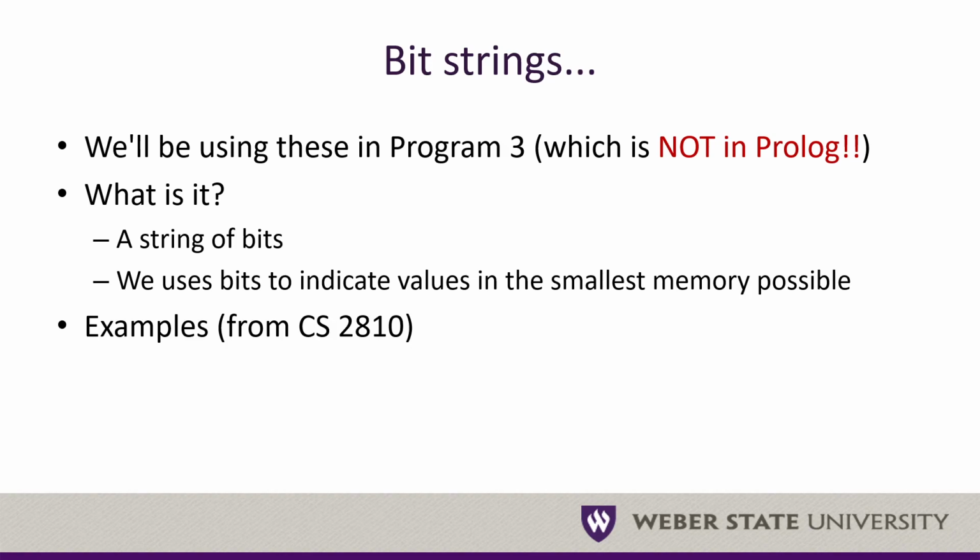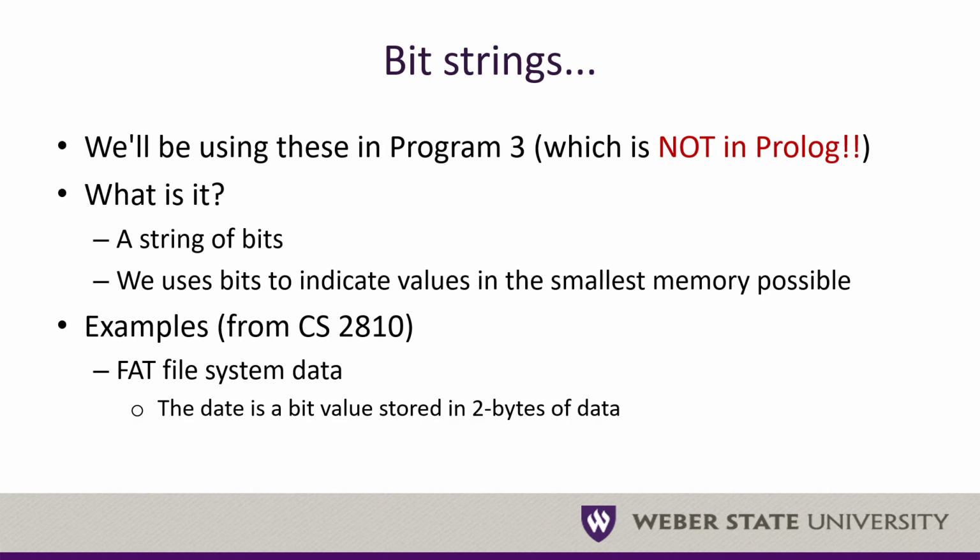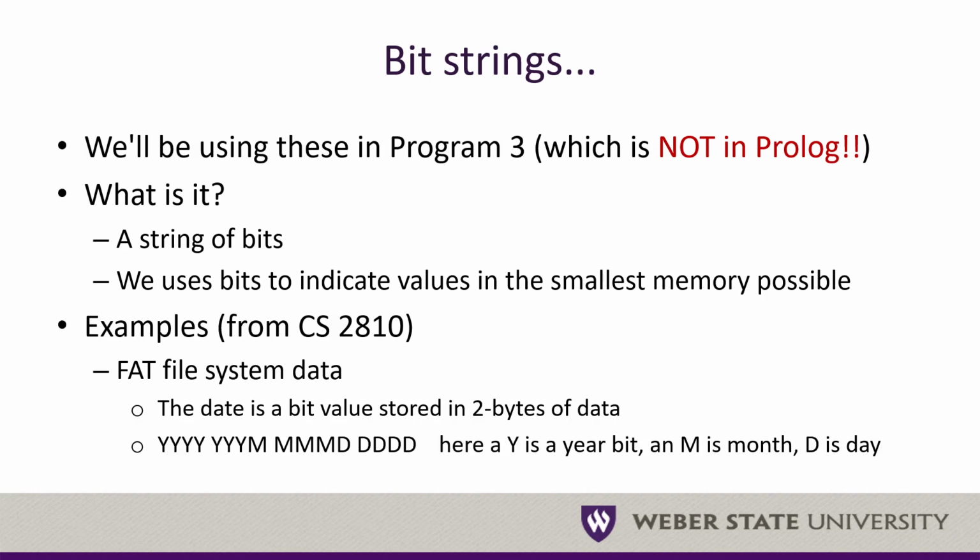I know most of you have not had 2810 yet, but one of the things that is commonly done there is to look at bits within values. For example, you will be given a string of bits like this, where in the old FAT file system, the date was indicated by a string of bits. 16 bits was used to indicate the date. I always needed 5 bits to indicate the day of the month. Why is that? How many different days can there be in a month?